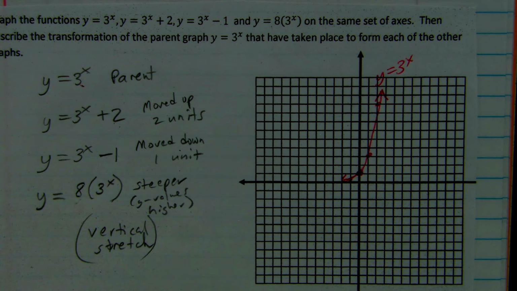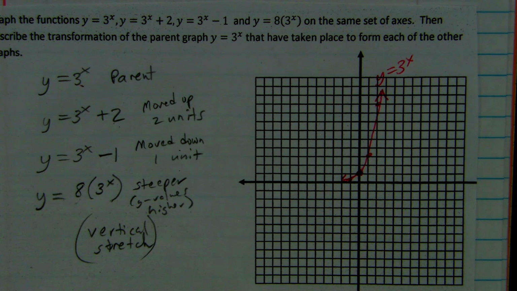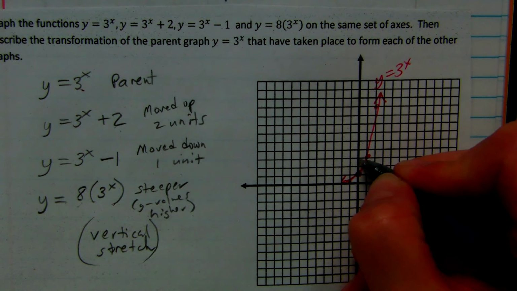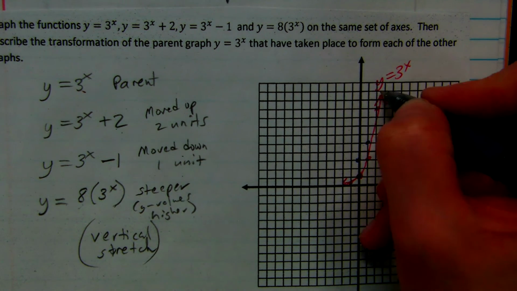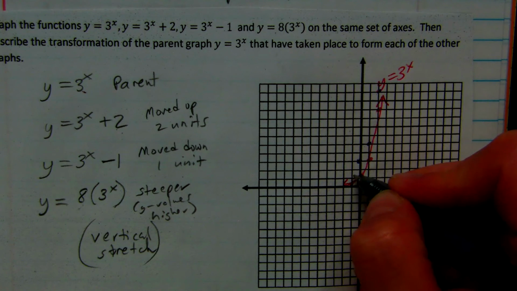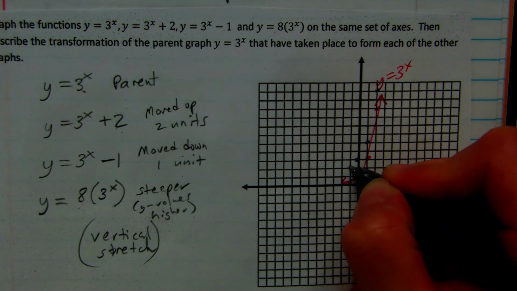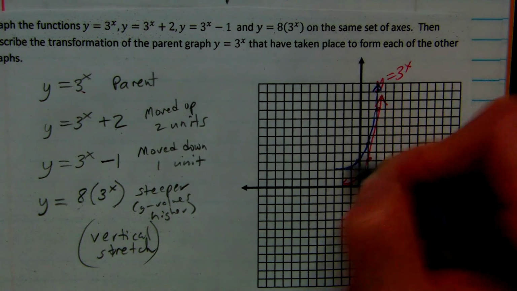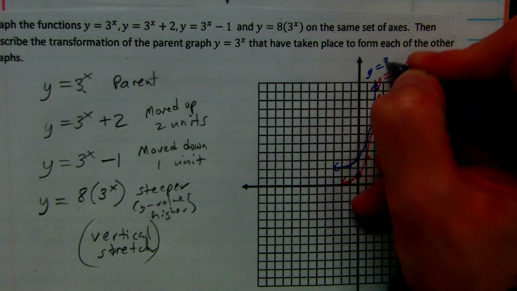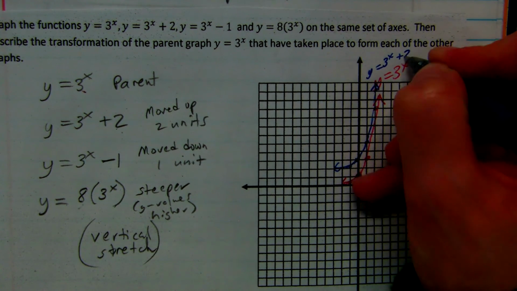So then the next one I'm going to do in blue. This is so fun. I'm going to do 3 to the x plus 2. So all it's going to do is take all these points and move them up 2 units. So I'm just going to take where they were, move them up 2. And so it'll look like this. Okay. So that's y equals 3 to the x plus 2.